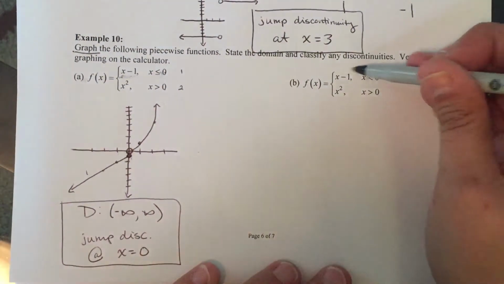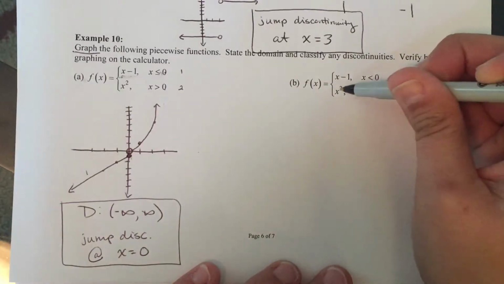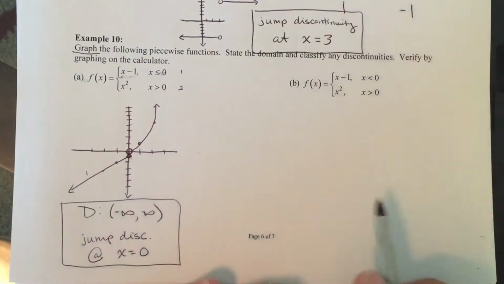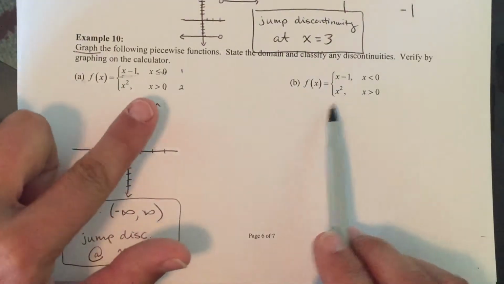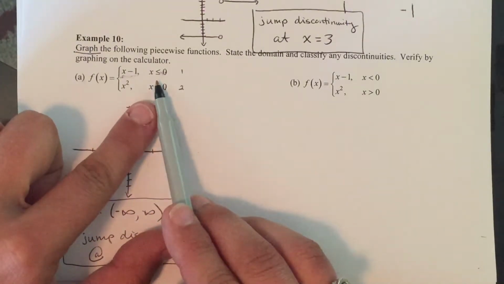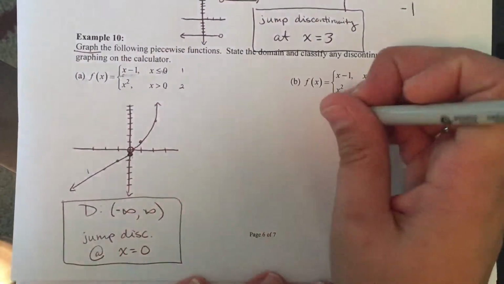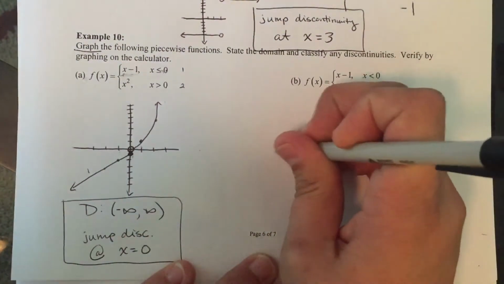So same thing. It's defined where x is less than 0 and x squared where x is greater than 0. This is in fact the same exact problem as A, except for the fact that it doesn't have the or equal to on the 0. So I'm going to go ahead and construct my graph the same.